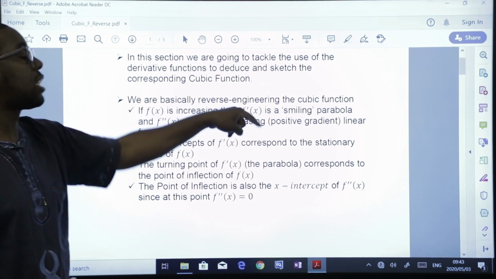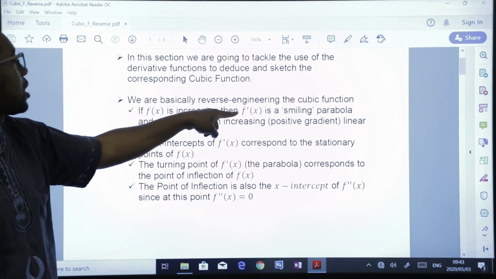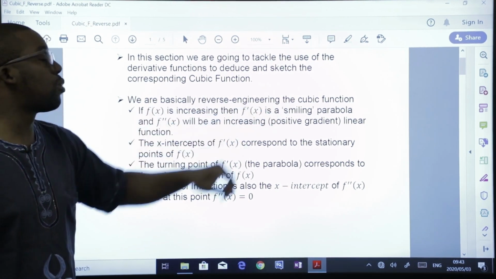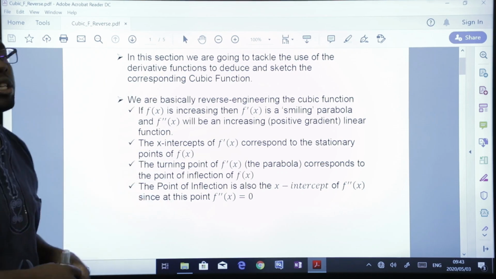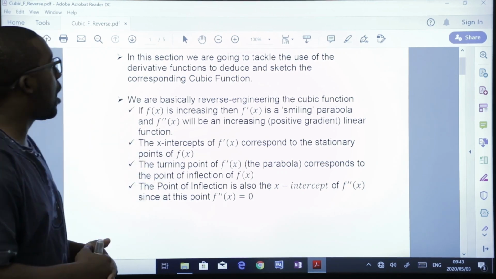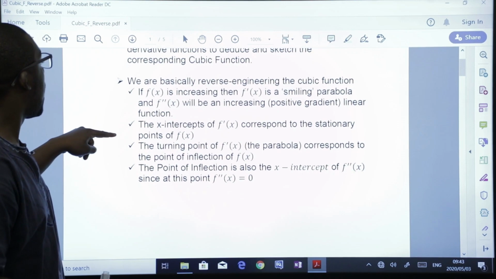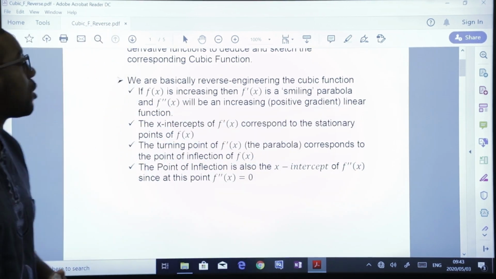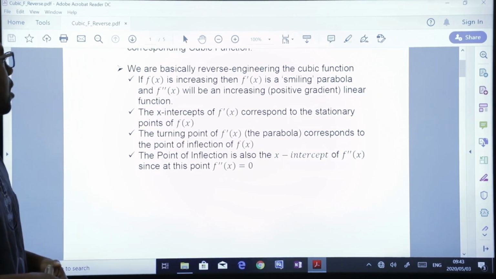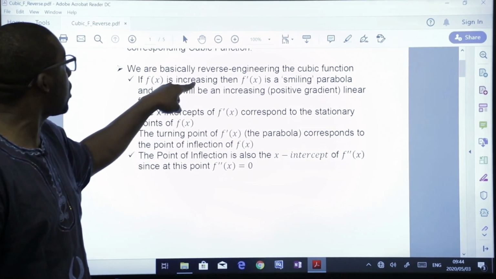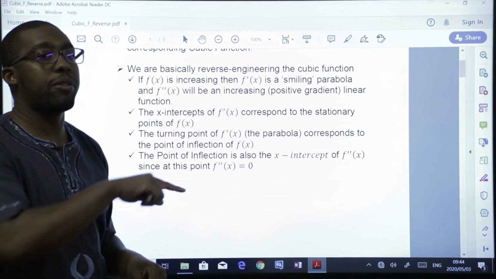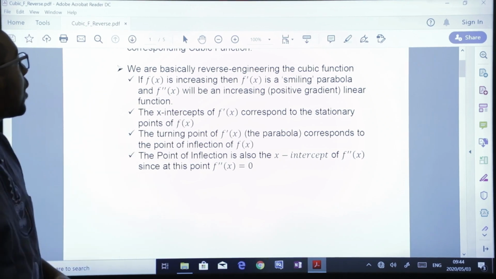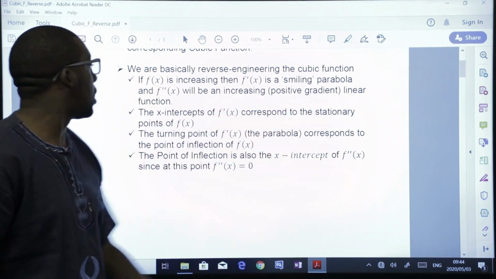If f of x, the original cubic function, is increasing, then its parabolic function, f prime x, would have been smiling, or it would have a positive coefficient for x squared. And its f double prime, which is the second derivative, would have had a positive gradient. Conversely, if the cubic function was decreasing, then the parabola was going to be frowning or sad, and the second derivative, which is a linear function, was going to have a negative gradient.